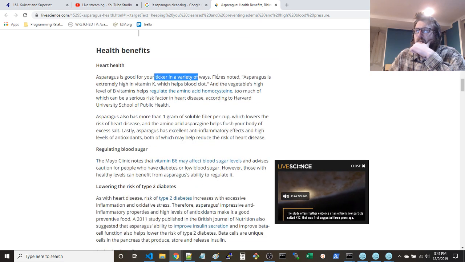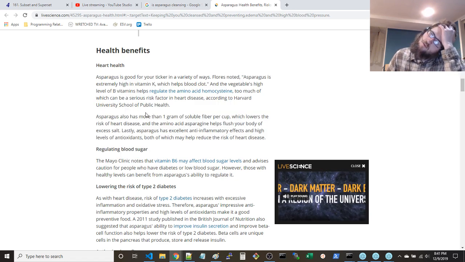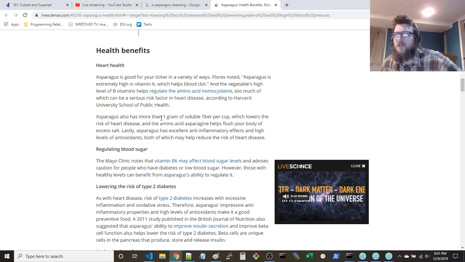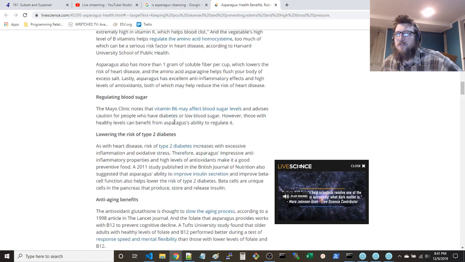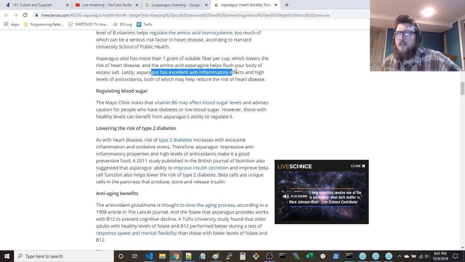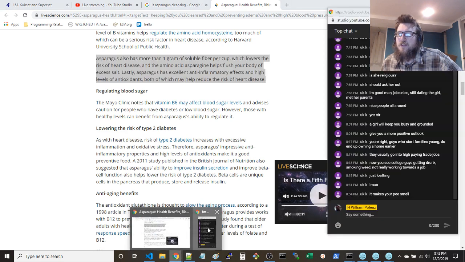Good for your ticker. High in vitamin K, blood clot. Amino acid homocysteine, too much of which can be serious. Regulates this. Health for heart regulation. 1 gram of fiber. Excess salt. Anti-inflammatory effects and high levels of antioxidants. Okay, that's good. But you know, spinach has a lot of these things too.